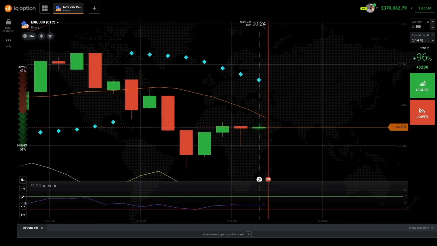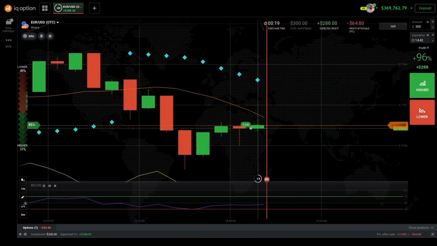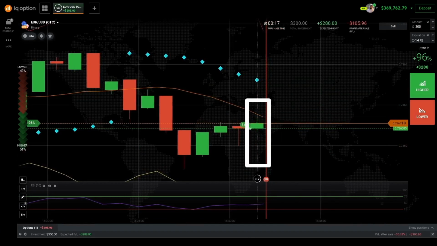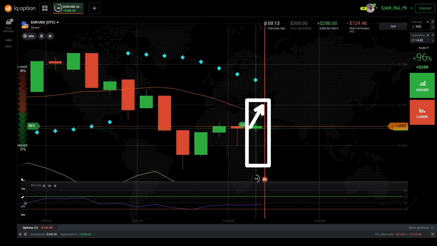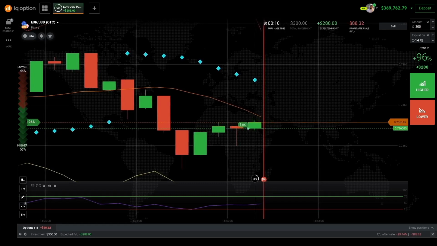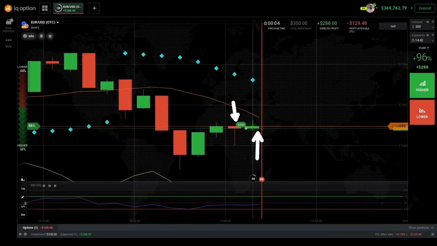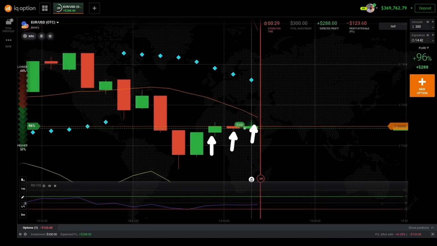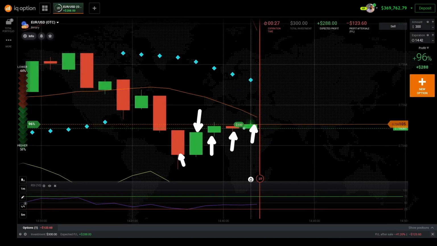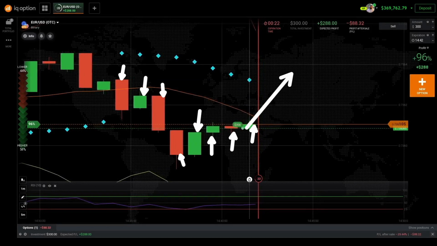I made $288. All right, this one is going up. So this one is going to be the last trade, guys. This is the last trade. This one is going up 100%. This is a green candle. Yeah, this candle is going up.